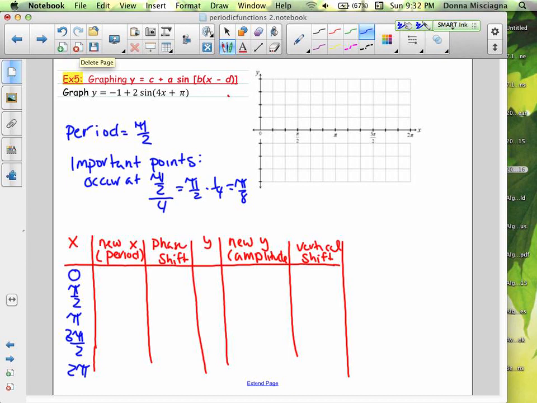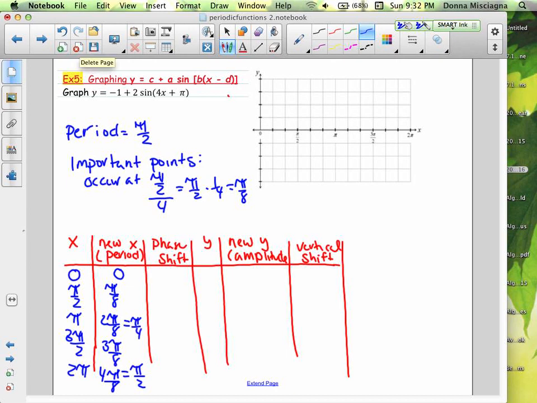All right, so now to find my new x values based on the period change, I'm always going to start at the beginning at 0. And instead of going up by pi halves, I'm only going to go up by pi eighths, because that's how long it takes to get to the next x-intercept, maximum, or minimum value. So if I count by eighths, I've got pi eighths, 2 pi eighths, which is the same as pi fourths, 3 pi eighths, and 4 pi eighths, which is the same as pi halves. And this will always match your period.